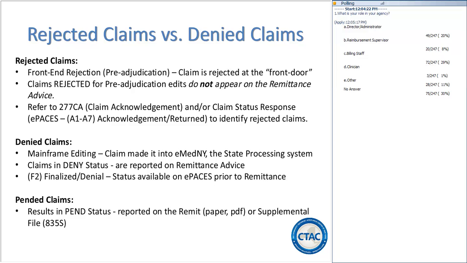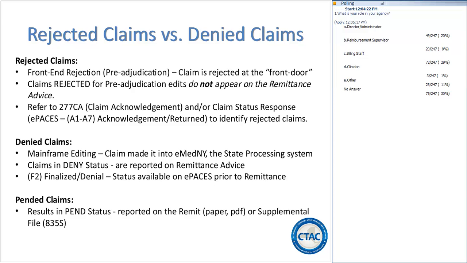So the denied claim would be the next step. So if something got through the front end, the pre-adjudication editing, it would go on to the mainframe editing, and those claims would actually make it into the eMedNY system for claim processing. And any of the claims that get in that far then would show up on your remittance statement as either paid, pending, or denied. So if something denies at this point, it's gone through the whole system, that's going to be reported on your remittance statement.